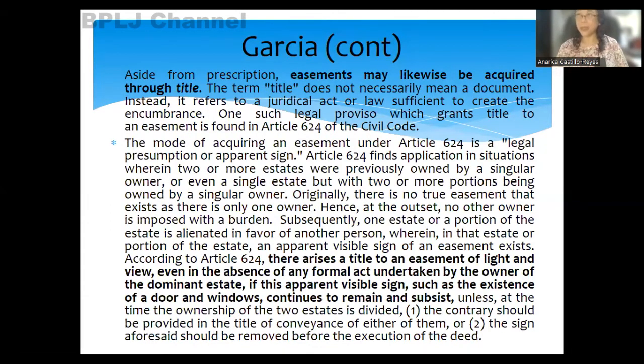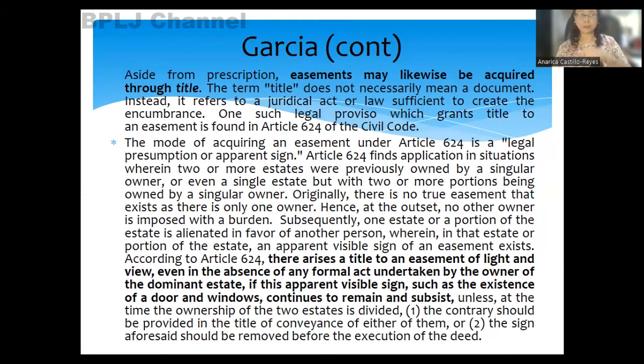However, does it mean that the spouses Garcia do not have a right to the easement of light and view? The Supreme Court said no. Again, applying Article 624, apparent easements may be considered as equivalent to a title if the transferee had knowledge of the existence of the easement and did not register any objection to the said easement. Because easements may also be acquired through a title.